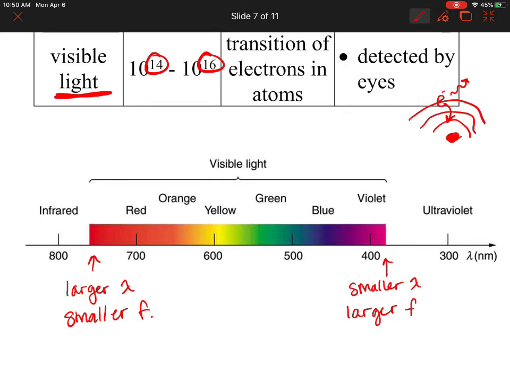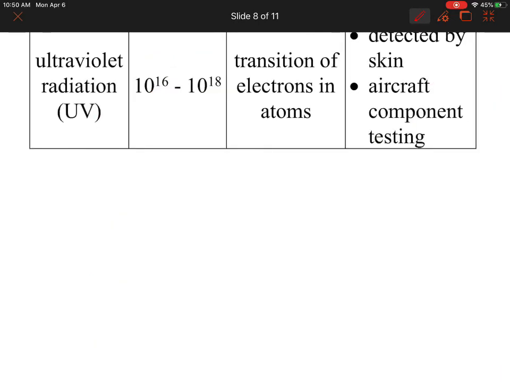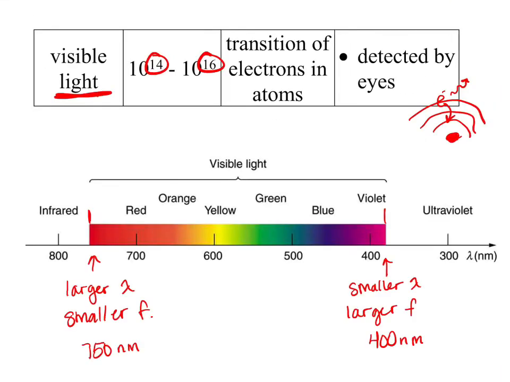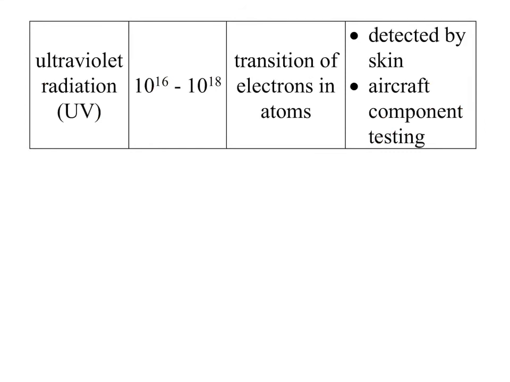Okay, and you will actually also need to know the range of visible light. Okay, it goes from approximately 750 nanometers until 400 nanometers approximately. Okay, and this is later in the notes, but that's also something that you're going to need to know about that. Okay. Next, we have ultraviolet radiation.